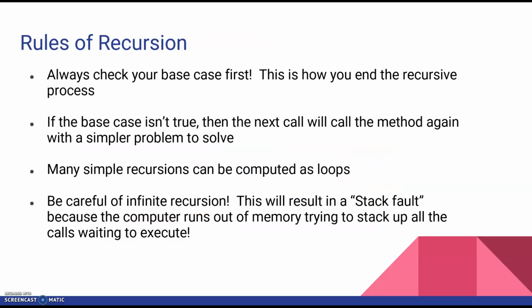So as I just mentioned, we always check our base case first. This is how we're going to end our recursive process. If the base case isn't true, then the next call will be the same recursive method again with a simpler problem to solve. Typically, it is 1 less or 2 less than what we started with, or it is a smaller string. We are always going to keep making that problem a smaller and smaller subset until we have reached the smallest set of them all, or the base case.